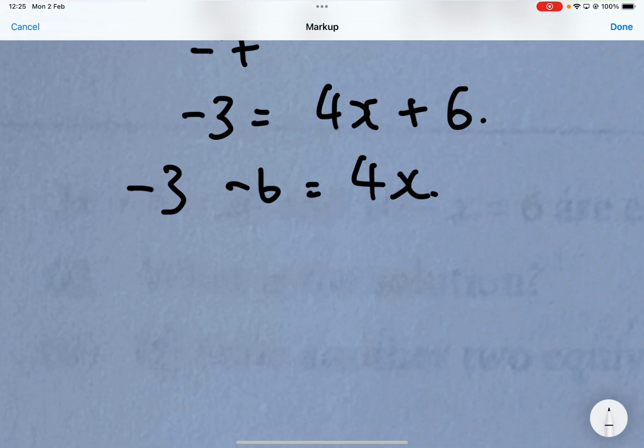So you will notice, left hand side is left hand side. I keep going left hand side. Right hand side, continue right hand side. Minus 3 minus 6, simplify.